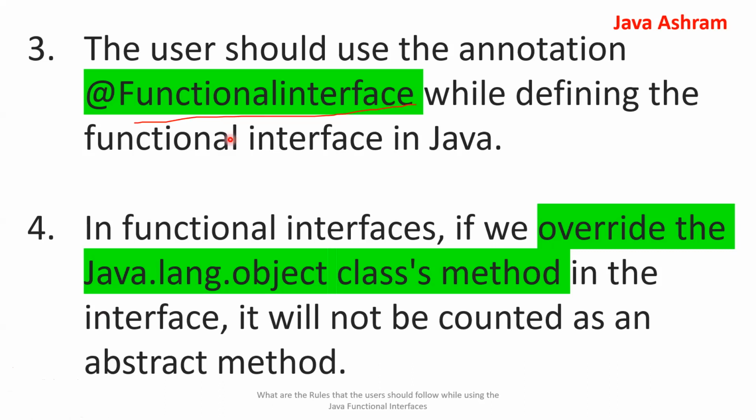The fourth rule is in a functional interface, if we override the java.lang.Object class methods in the interface, they will not be counted as an abstract method. So you should know this. These are the 4 most important rules that you should keep in your mind while creating a functional interface.